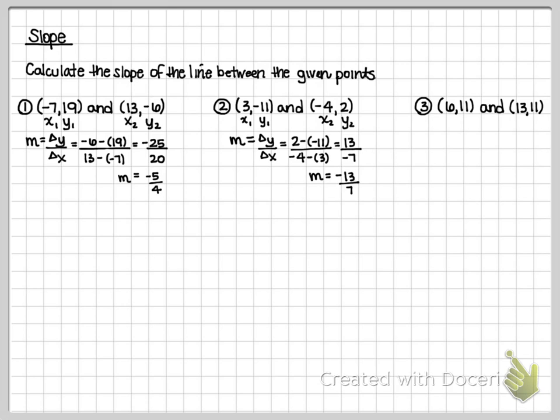Okay, third example. Same idea, same process. Remember, it is going to be the change in y, so subtract the y's over the change in x. So, subtract my y's over subtract my x's. Looks like that's going to give me 0 over 7, but we all know that having 0 in the top of a fraction is just 0. And there we are, calculating slope.